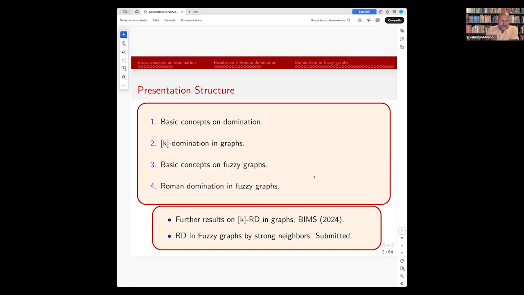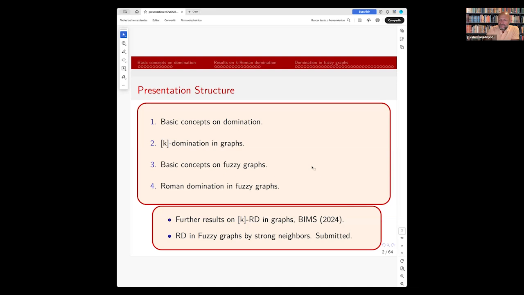I would like to say that the results contained in this presentation are collected in two papers. The first of these papers is already published, recently, in the Bulletin of the Iranian Mathematical Society. And the other is Roman domination in fuzzy graphs, which is submitted and still not published.